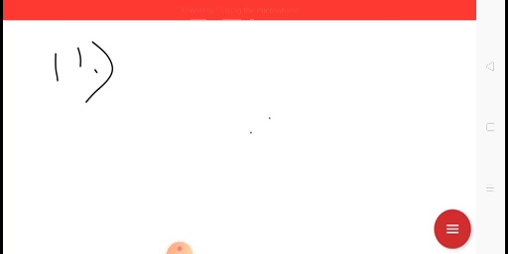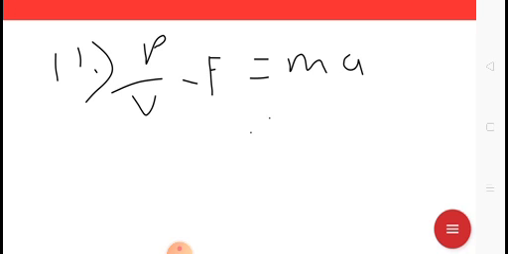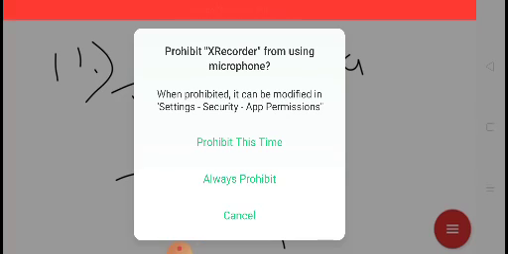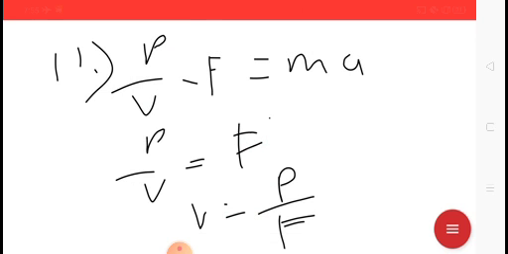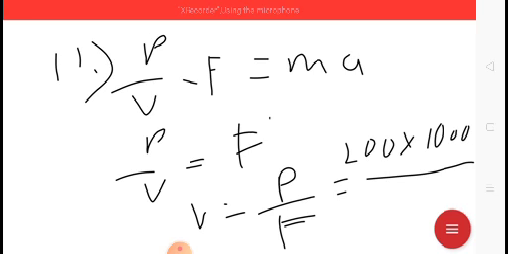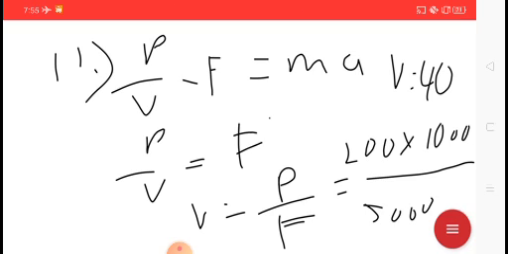Find the maximum speed. So we use the general one, P over V minus F is equal to MA. And maximum speed means P over V will be equal to F. So V will be equal to P over F. P will be equal to 200 kilowatt, 200,000, and F will be the resistance, 5,000. By using this, you should get the velocity is equal to 40 meters per second. Quite easy, right? Question 11.